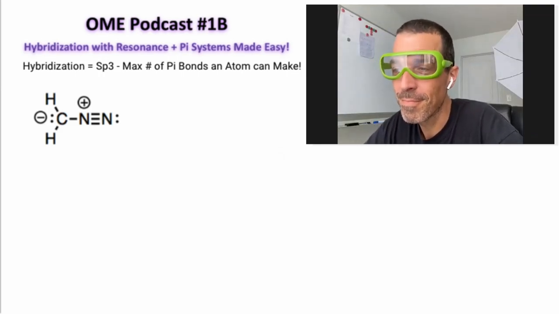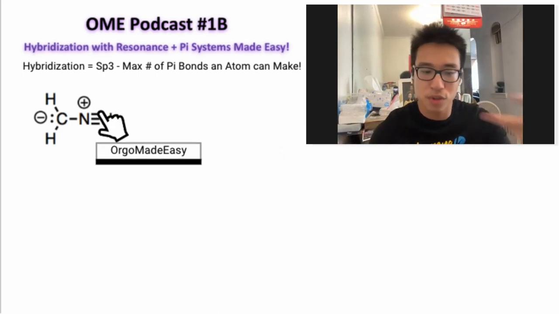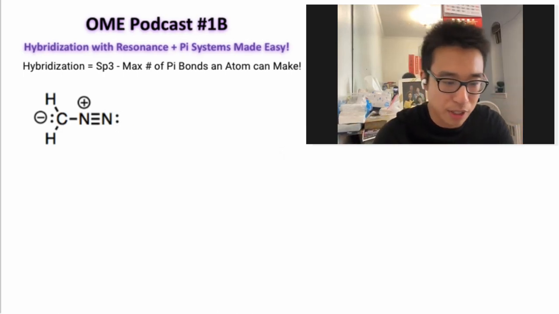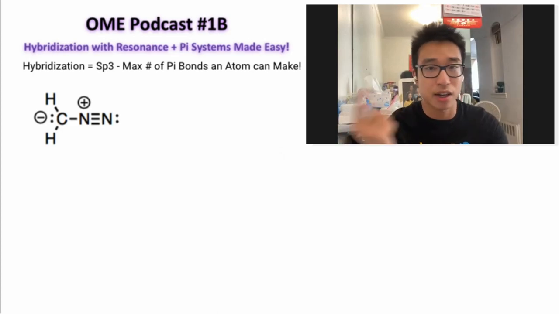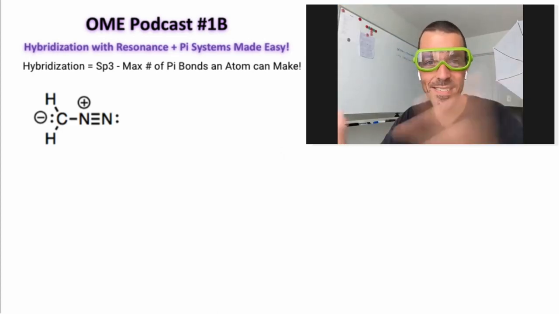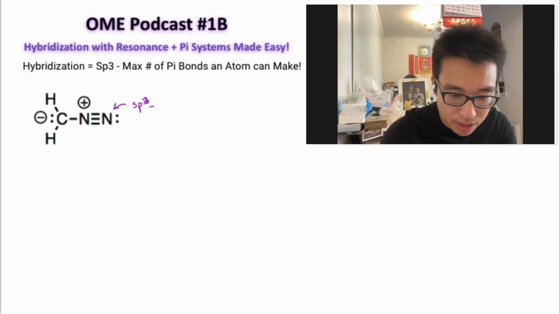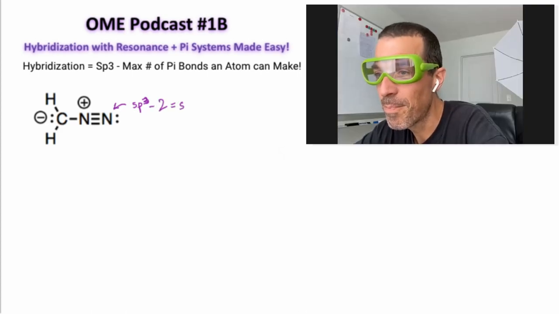And it really doesn't matter, guys. You could choose the top two, the bottom two, the top one and the bottom one. Just two of those three bonds are going to be pi bonds, essentially. If you don't know what we're talking about, you got to check out 1A, like now. Okay, so here we go. This is sp3, and Jason said there's two pi bonds. And so it'll be sp then.